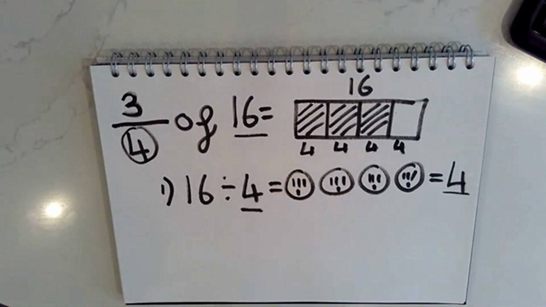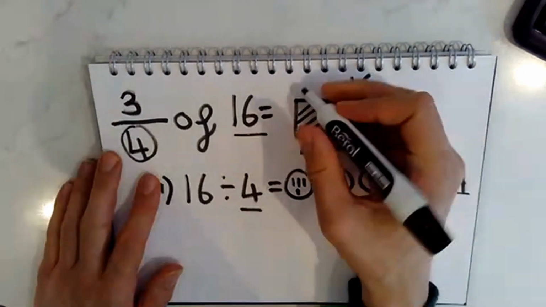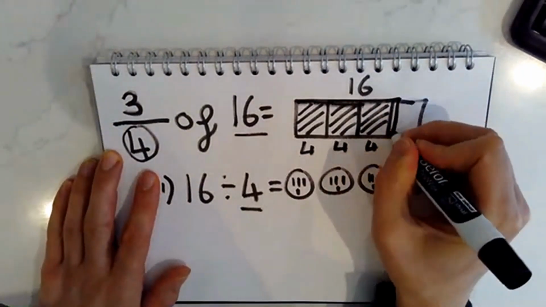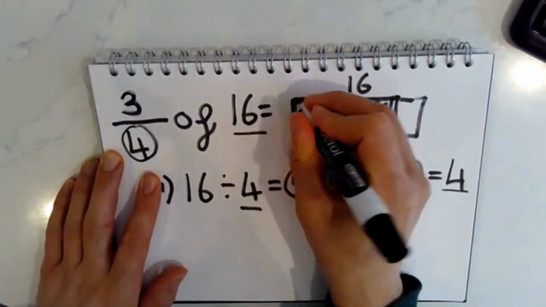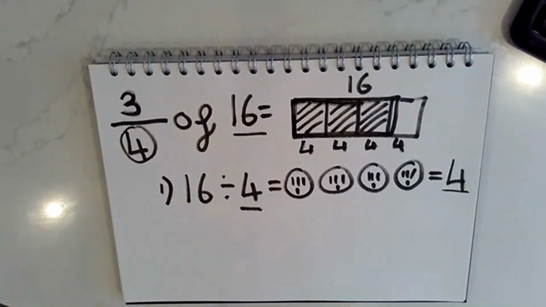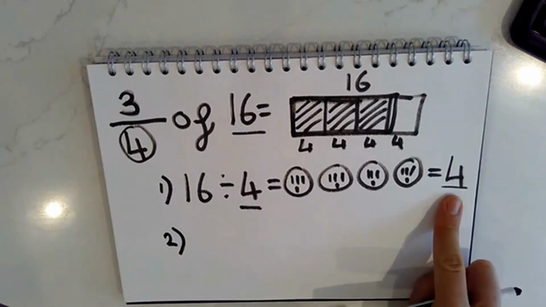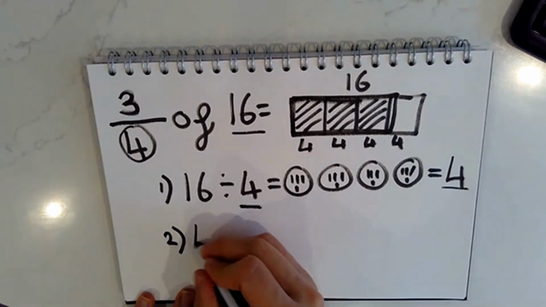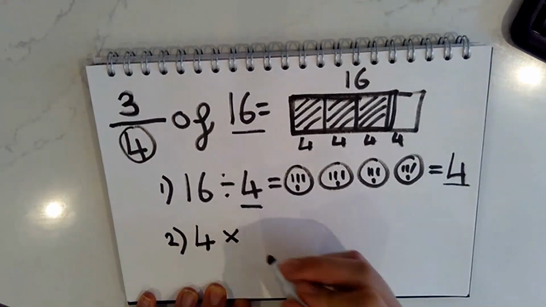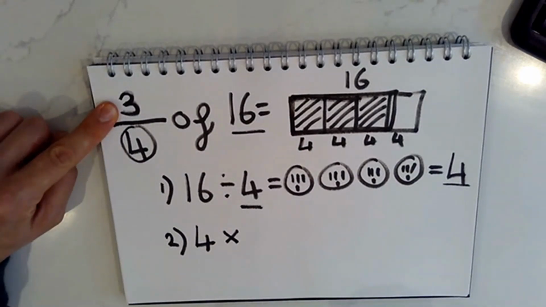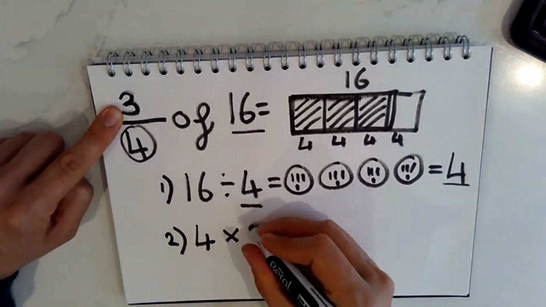But I don't want to know what 1/4 is. I need to know what 3/4 is. So now I need to do the answer from step 1, which is 4, which is 1/4, and I need to multiply it by the numerator, because that tells me how many of those quarters I need.